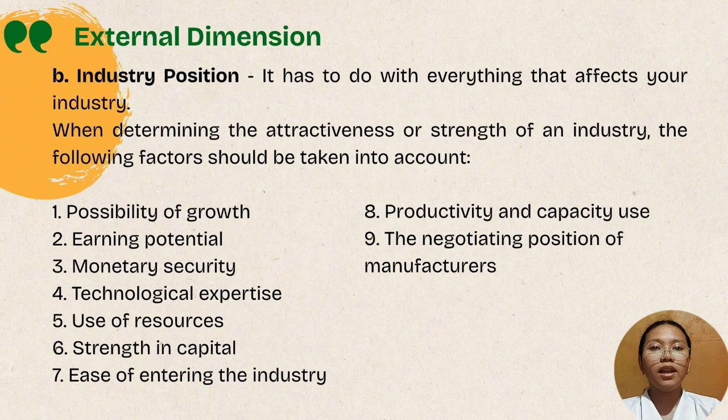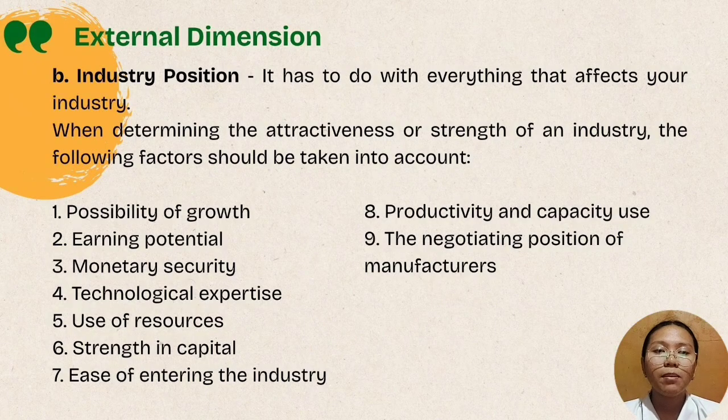So next we have the industry position. So ang industry position, it refers sa kung unsa ka attractive, strong, and promising ang industry. So the factors included para to determine the attractiveness and strength sa industry is the following. So first is possibility of growth. Muna siyang potential for the industry to expand. And then next you have the earning potential. So muna yung possibility of making profits in the industry. And then monetary security. Muna siya ang financial stability of the industry. And then technological expertise. And then use of resources.